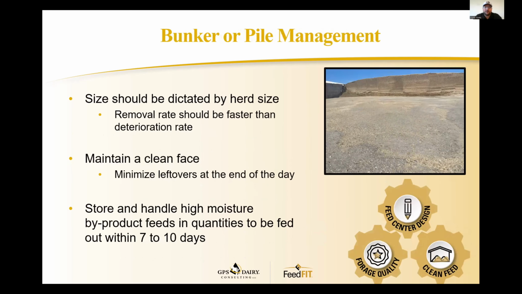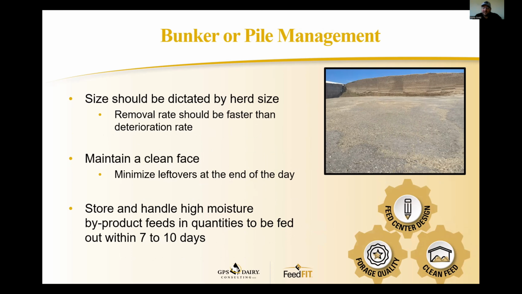So when it comes to bunker and pile management, the size of the pile should be dictated by the size of your herd. The removal rate of our faces should be 6 inches plus, and during a hot month and during summer, it could be 12 inches at minimum. And this rate of removal should be faster than the deterioration rate.